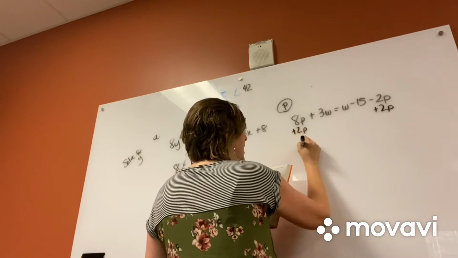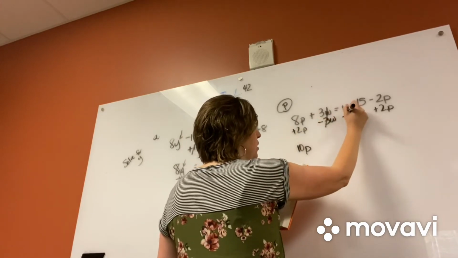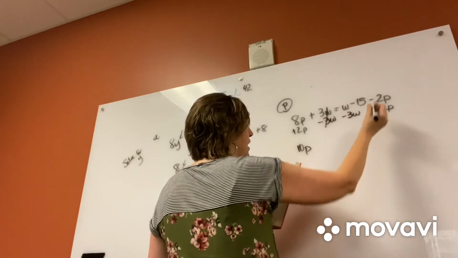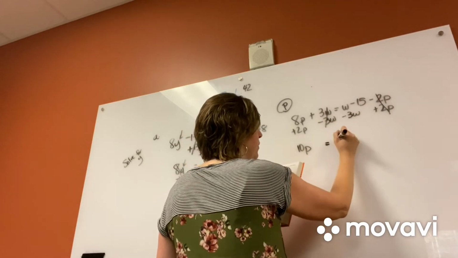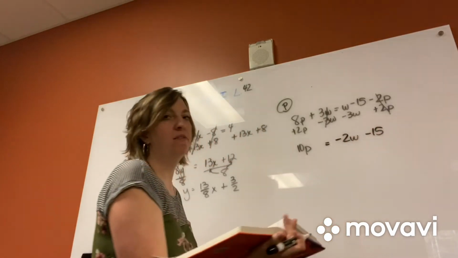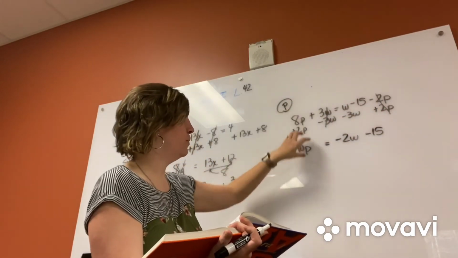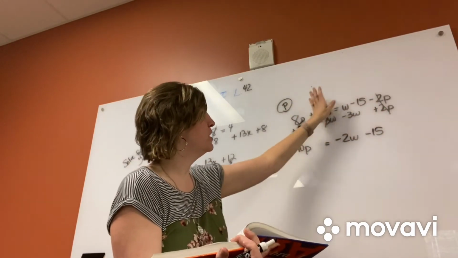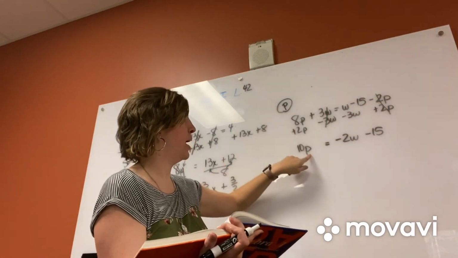So that gives us 10p here. But I need to move over this w to the other side. So that's going to leave me with negative 2w minus 15. All right, everybody follow what I did there? I brought over the 2p so the p's could be on the same side. I moved the w to the other side because, remember, my goal is to get p by itself.